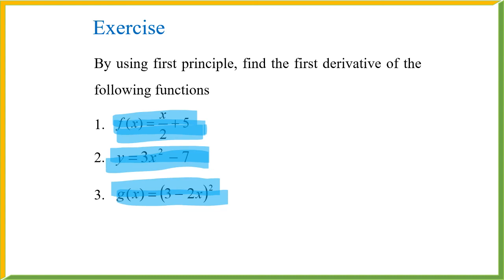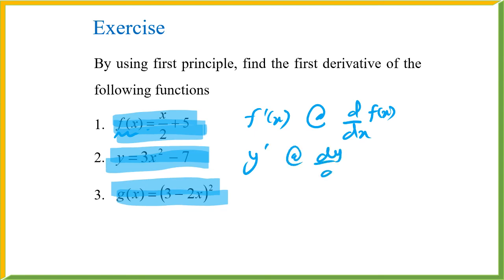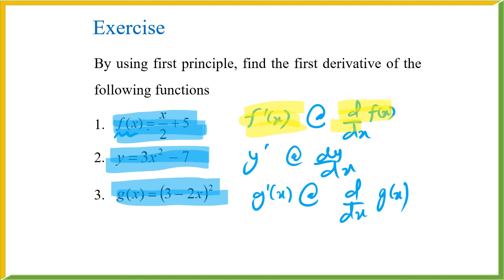To find the derivative, we can represent it as what? It will be f prime of x because we have f(x), or you can write it as d/dx of f(x). For y, it can be y prime or dy/dx. And for g(x), it should be g prime of x, or you can also use d/dx of g(x). Please use the correct notation. If not, you will have your marks deducted.